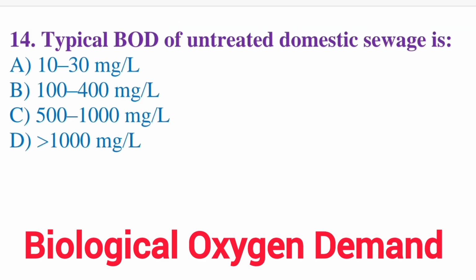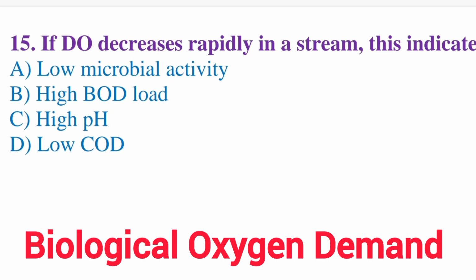Next question, the typical BOD of untreated domestic sewage is option A 10 to 30 mg per liter, option B 100 to 400 mg per liter, option C 500 to 1000 mg per liter, option D more than 1000 mg per liter. Here the correct answer is option B, 100 to 400 mg per liter. Next question, if DO decreases rapidly in the stream, this indicates option A low microbial activity, option B high BOD load, option C high pH, option D low COD. So the correct answer is option B, high BOD load.